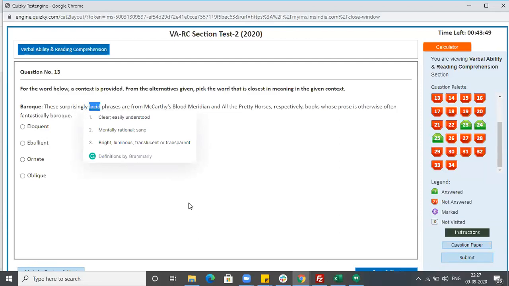Okay, Grammarly is installed in it. This is my office laptop. Okay, sorry about this, guys, but I didn't check. Don't worry. These surprisingly lucid phrases. Lucid means vague, right? Phrases from McCarthy's book.